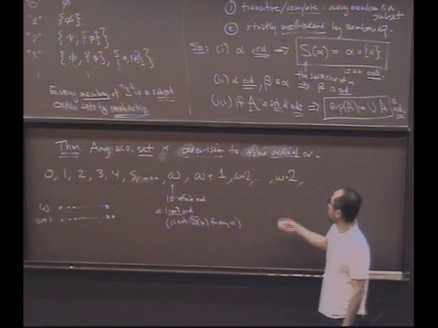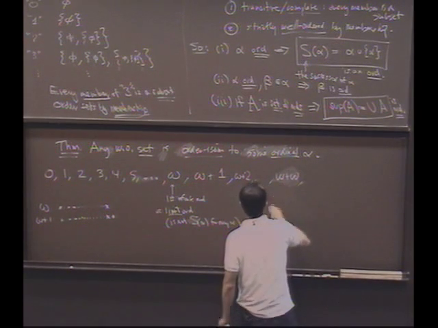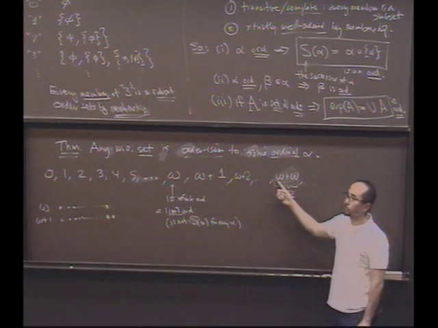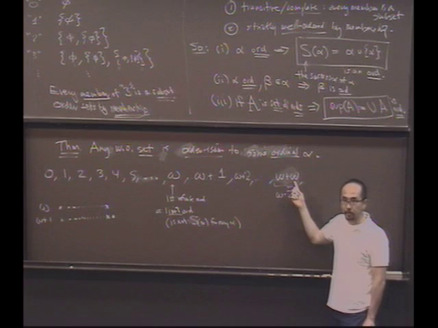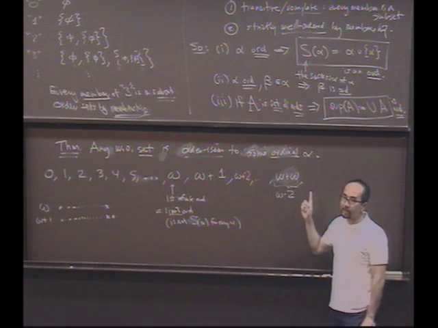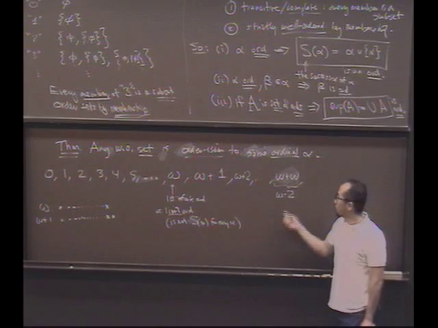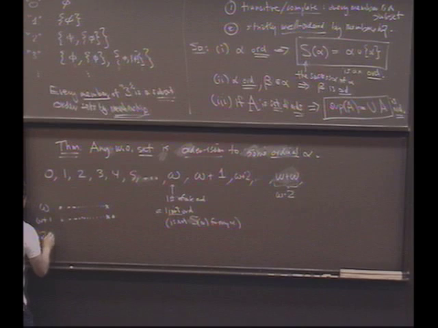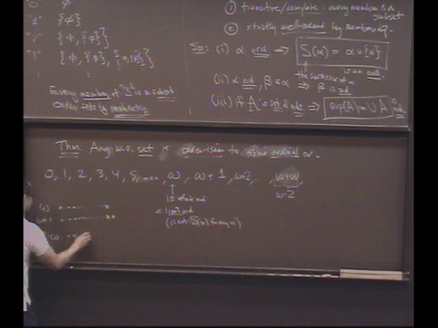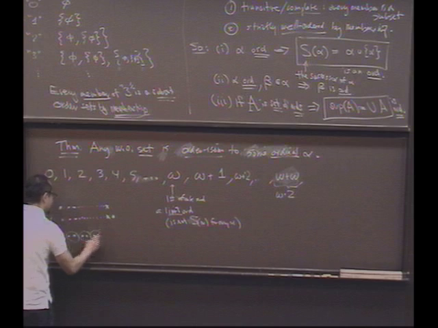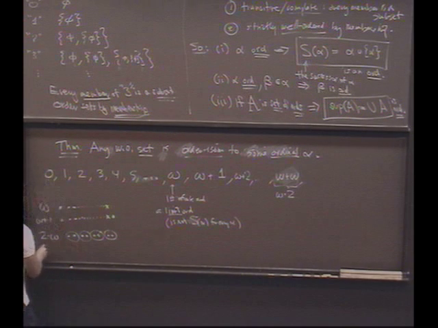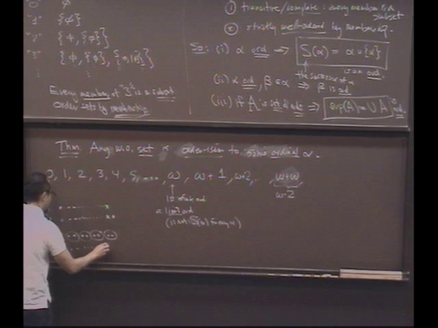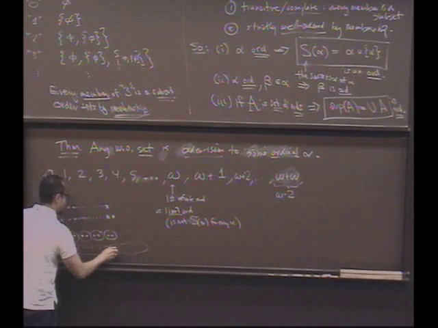Because it's omega, if you like, we write omega plus omega, and we write omega times 2. It means do omega order type first, and then do another omega. This is not the same as 2 omega, which would be omega many 2's. Omega many 2's would be do 2, and then do 2, and then do 2. Whereas omega times 2 is do omega, and then do omega.